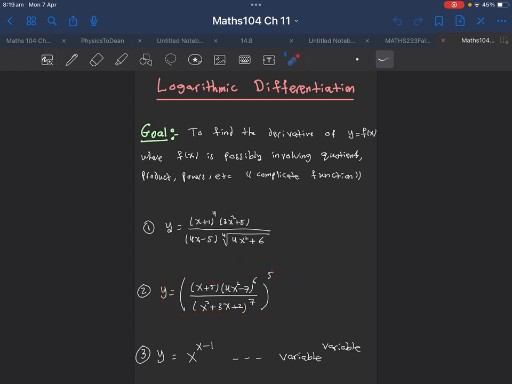And sometimes we have a function which we call variable to the power of variable. For example, x to the power of x minus 1. Now we have a variable which is x here, and we have another variable in the top. So we have one in the bottom, one in the top, and we call it variable to the power of variable. All those complicated scenarios need something we call logarithmic differentiation. So let's see how we will deal with logarithmic differentiation, and then we will go through examples.